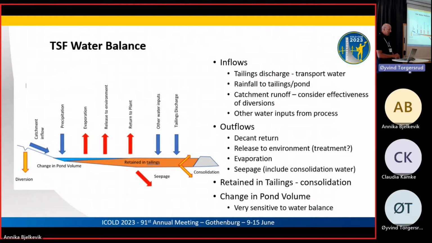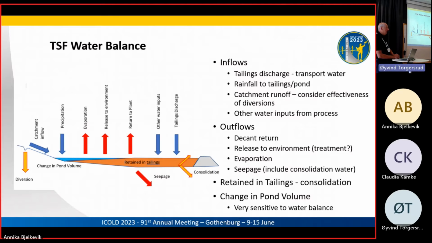So this diagram's intended to hopefully demonstrate some of the inputs and outputs. We've got tailings coming in and they've got quite a lot of water in it. Then there's rainfall onto the pond and also rainfall that's coming in from the catchment. Maybe there's diversions in the catchments to try and divert water from the dam, but we need to be pretty careful of how we treat those and whether they're reliable as far as some of the higher flows go. With the outflows, we've got the decant water return.